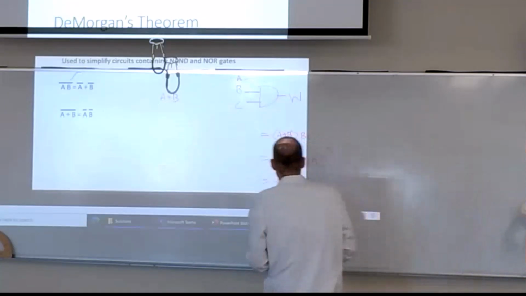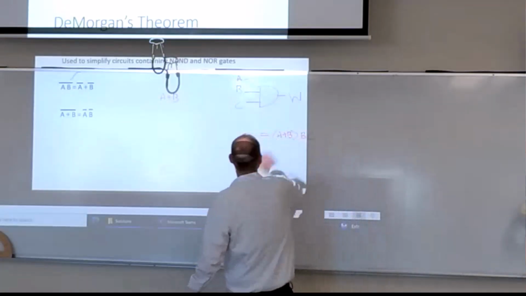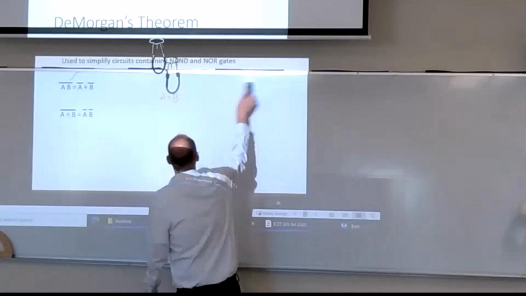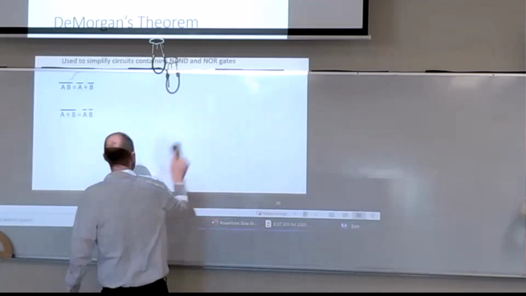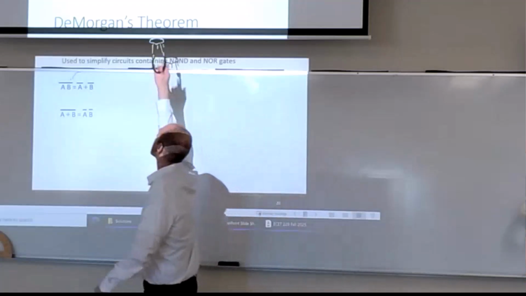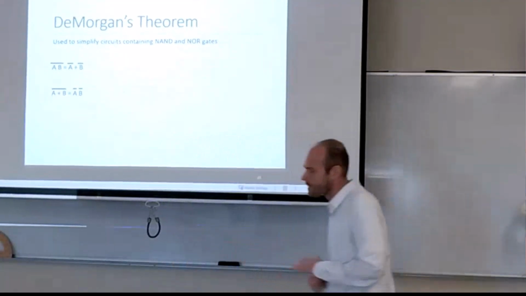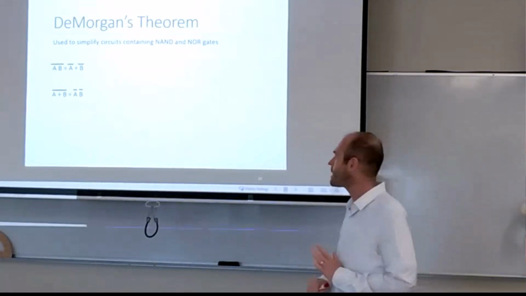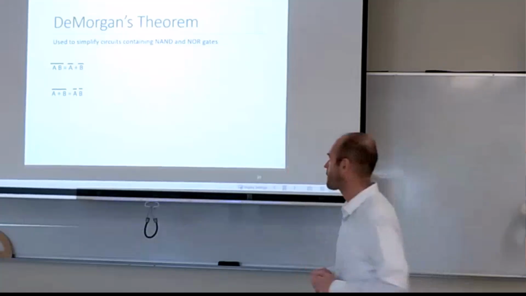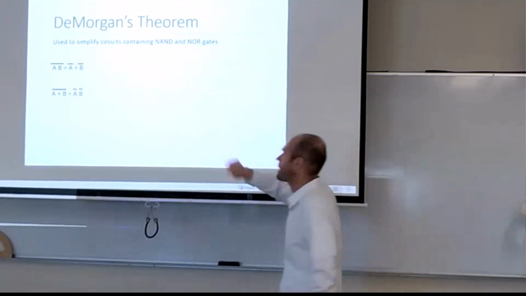So let's move on slightly to our next short piece of algebra. We have one more tool we need in our algebraic tool belt. This one is quite powerful, and it allows us to integrate our NAND and NOR gates. So algebraically, this manipulation is called De Morgan's theorem. It's used to simplify circuits with NAND and NOR gates.